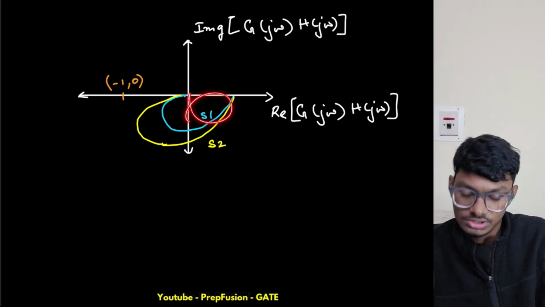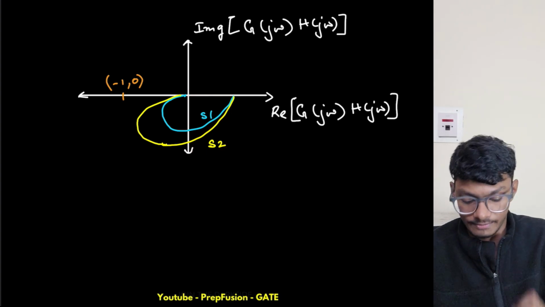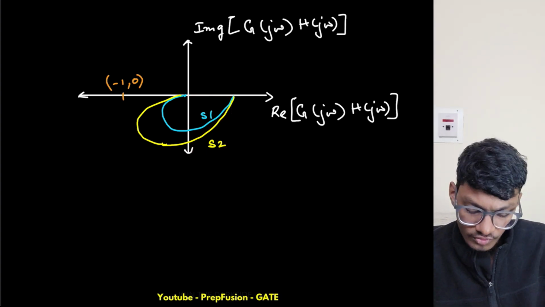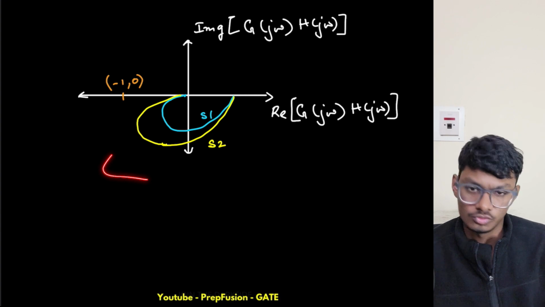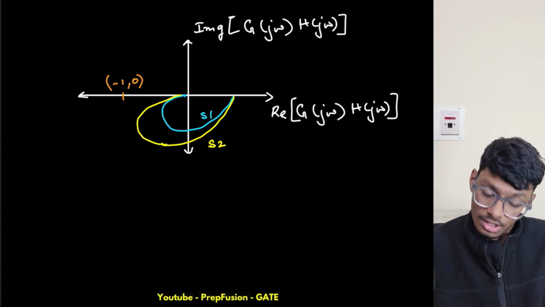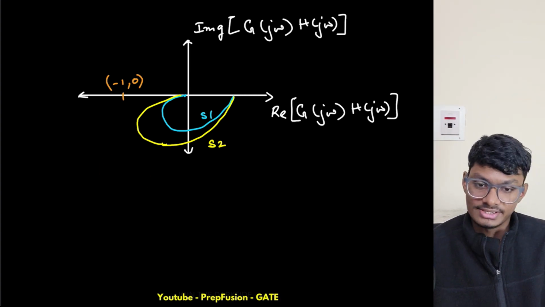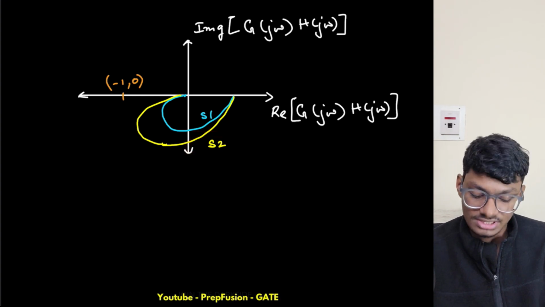So if I name this one system 1 and system 2, what does this mean? Basically, can you tell me which one is more stable? So basically what I can say is this S2 is less stable than S1.